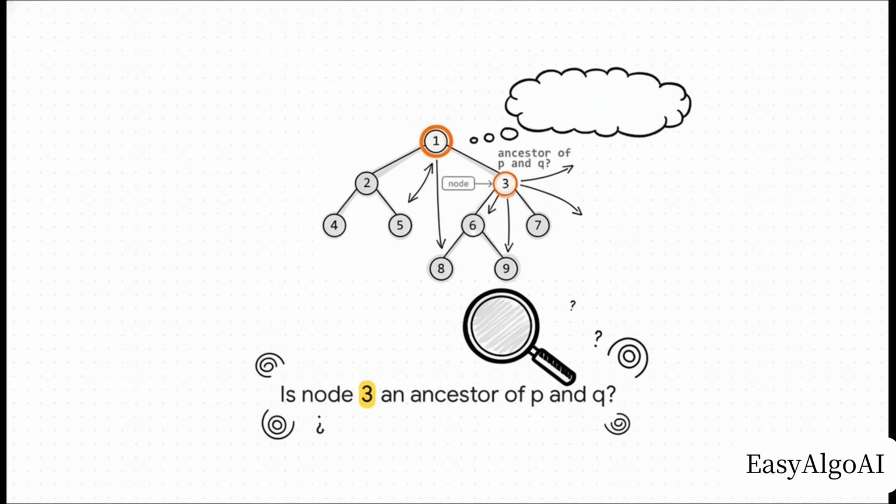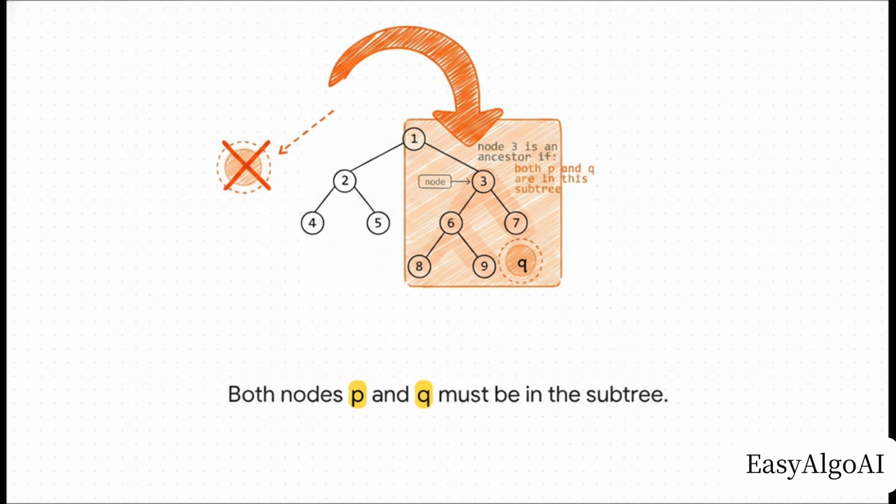Let's zoom right in on node 3 to figure this out. If we're traversing through our tree and we land on this specific node, how do we systematically prove if it's an ancestor to P and Q? Well, we have to look downward. And this right here is the absolute crux of it. Both P and Q absolutely must be located somewhere within node 3's highlighted subtree.